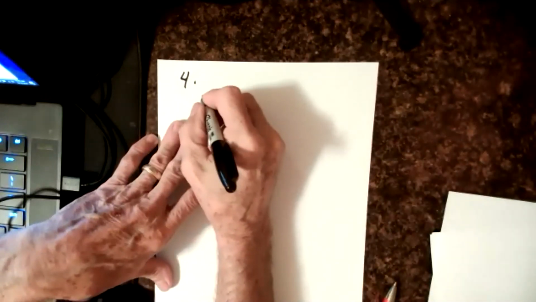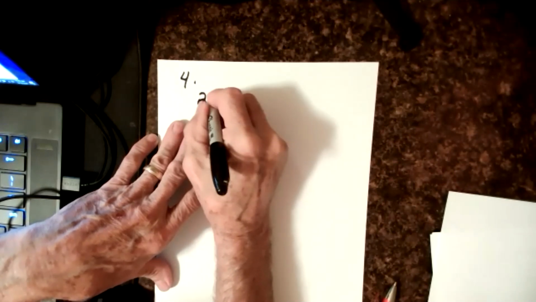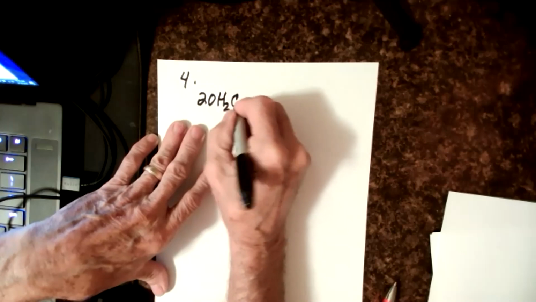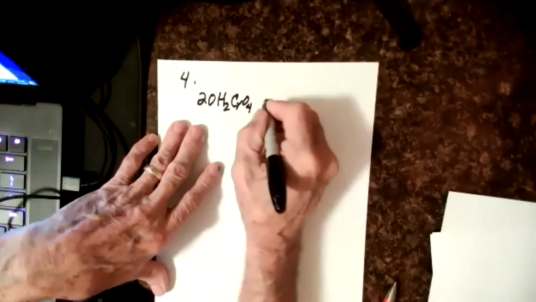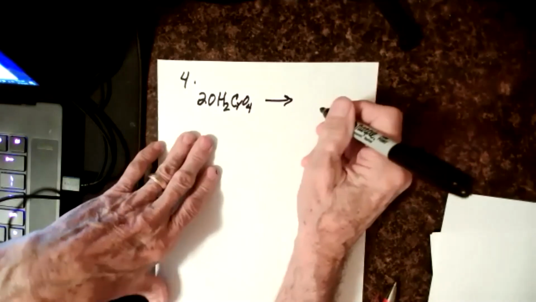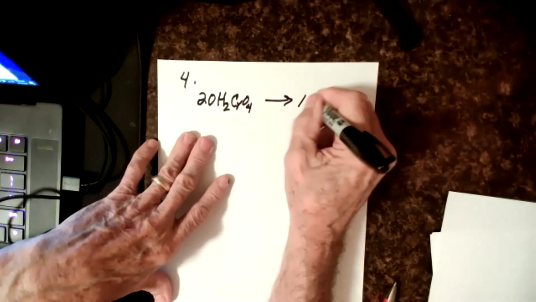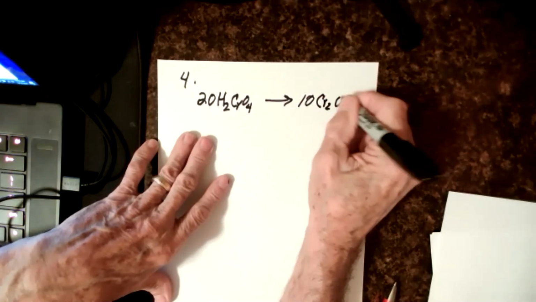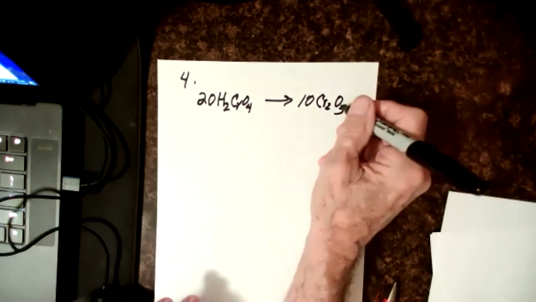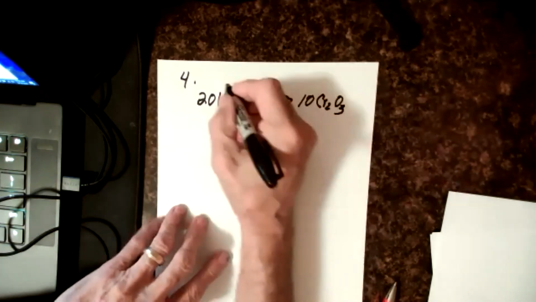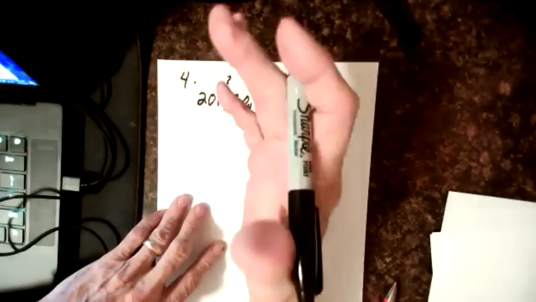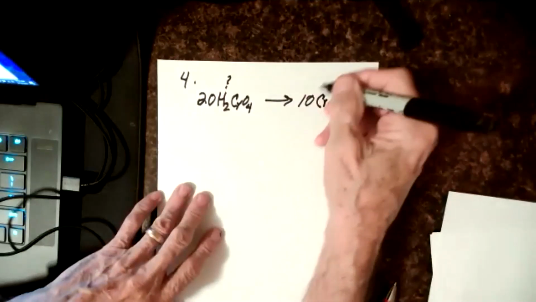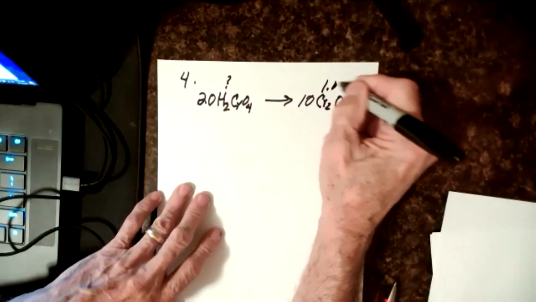So there's 2 things involved in the problem. There is the 20 chromic acid, the H2CrO4, and we're going to make the chromium-3 oxide, Cr2O3. We want to know what volume of some molar concentration I would need if I wanted to make 1 gram of this.